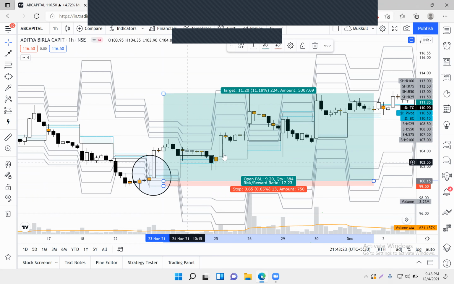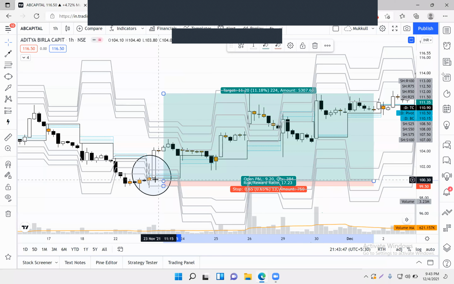Here, 1, 2, 3, third day, almost 2 or 3 days, you are getting 11% with a stop loss of nothing. Nothing. This is a stop loss of 0.65 paise. Even if you take like 1,000 quantity, you can just imagine how much your loss is.